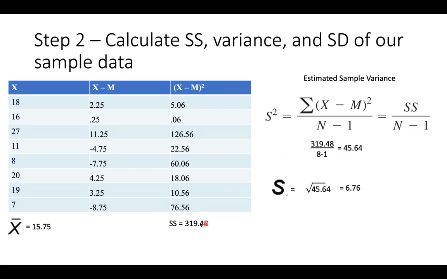Okay, so here we have the sum of squares. We're going to plug and chug into this formula: sum of squares divided by n minus 1. I had 8 participants, so 8 minus 1 is 7. So 319.48 divided by 7 gives me a sample variance of 45.64. I need the standard deviation, so I take the square root of 45.64. Remember, a variance is s squared, so s is just the square root of s squared. So we take the square root of 45.64 and it gives us 6.76.